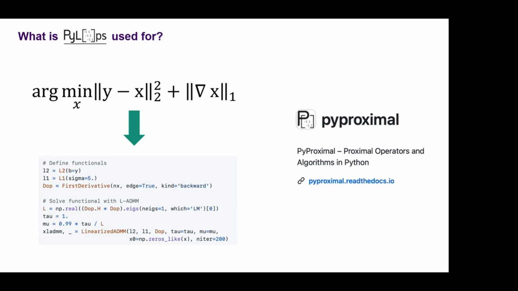In this case, I'm making an example with blockiness. I want the signal I'm recovering to be blocky. The way you can build this problem is, again, just a few lines of code. We provide what we call functionals or proximal operators for all sorts of norms. For the L2 norm, this is the first term. For the L1 norm, this is the second term. We then fall back to PyLops for the linear part, so this first derivative operator.